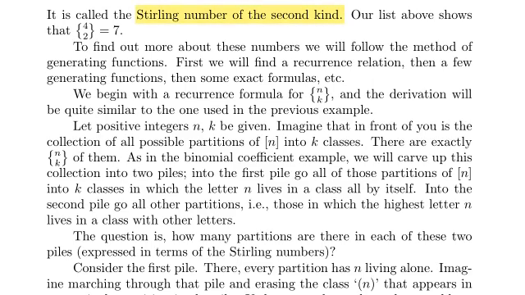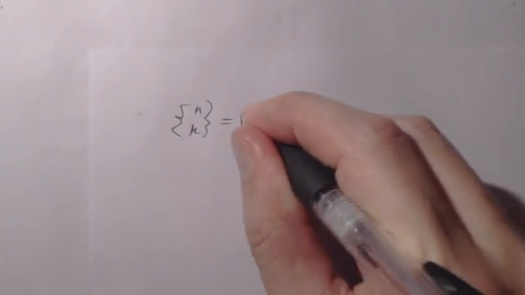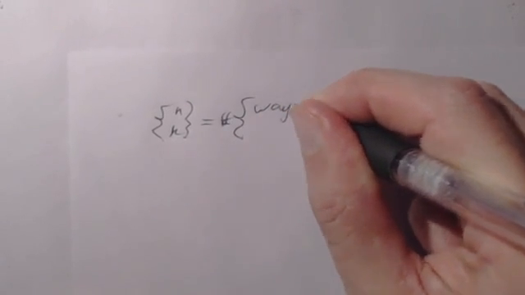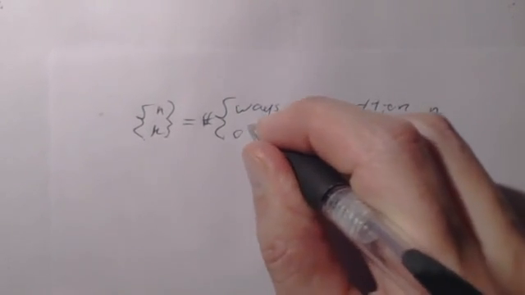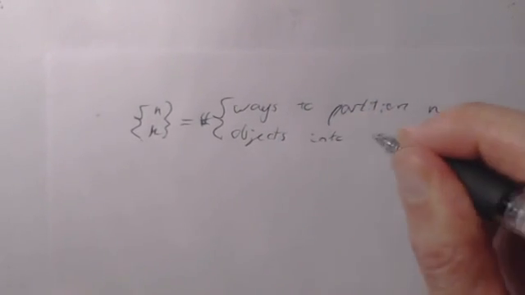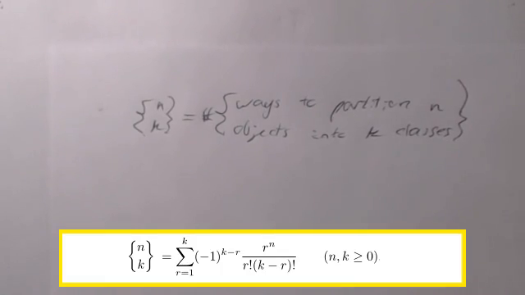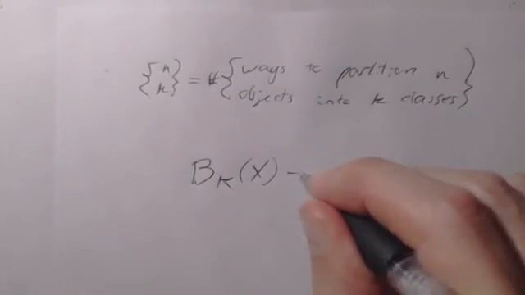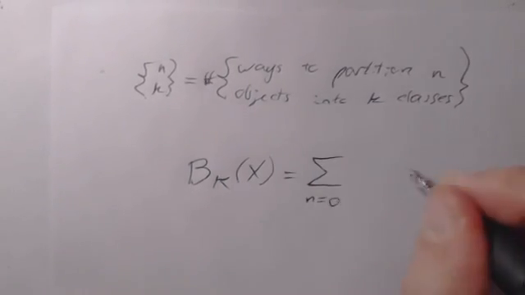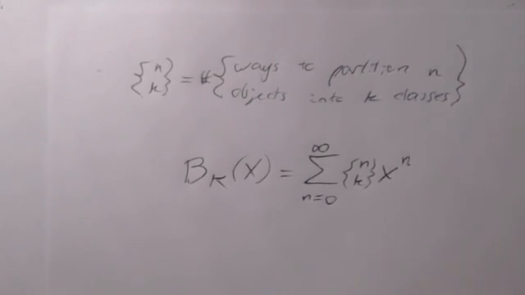Last time we were looking at the Stirling numbers of the second kind, which we had the notation n curly brackets k, which was the number of ways to partition n objects into k classes, and we found a formula for n k in curly brackets by considering the generating function b_k(x), which is a sum from n equals 0 to infinity of n k in curly brackets x to the n.